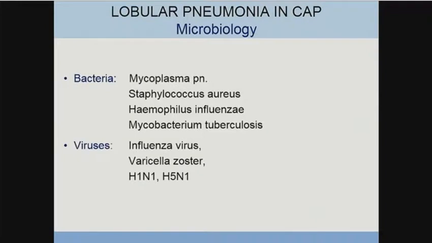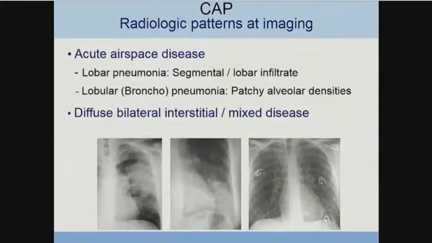The organisms that cause lobular pneumonia include mycoplasma, Staphylococcus aureus as in this case, but also Haemophilus, and then numerous viruses, including influenza virus, varicella zoster, and then the entire HN group. Why are we looking at patterns? Because we may differentiate between the numerous patterns in pneumonia, but the most important and the most common ones are acute airspace disease, which can occur as lobar pneumonia or as lobular pneumonia.